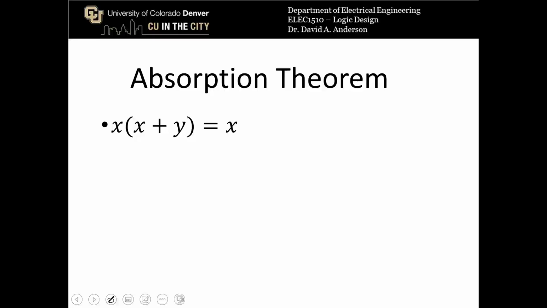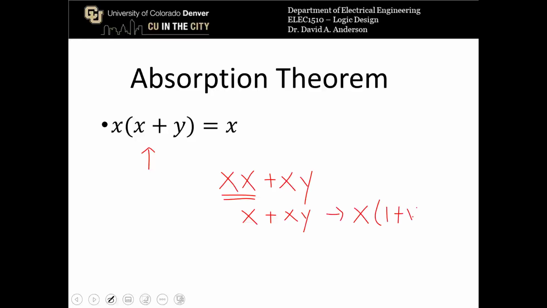The second case of the absorption theorem says that x times parentheses x plus y is equal to x. If I distribute out the left side of the expression, I will get x times x plus x times y. Now x times x is just equal to x, so that's x plus xy. Again, I can factor out an x to get 1 plus y, which is equal to 1. And so that comes out to be x.